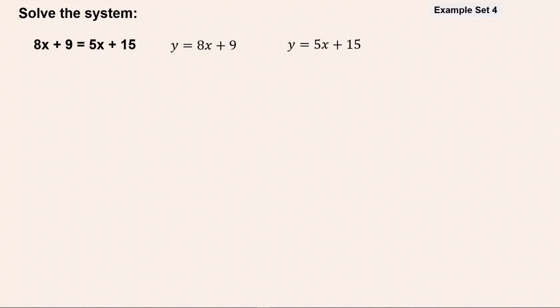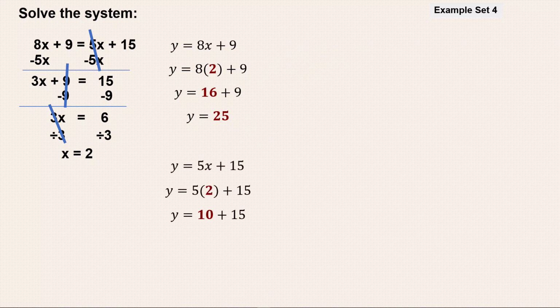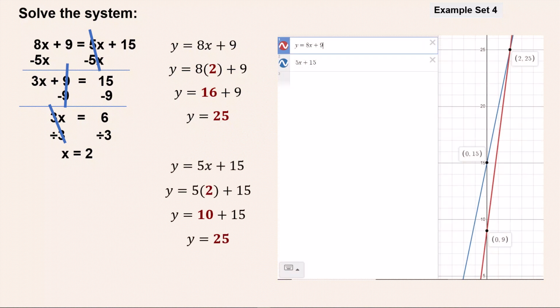Two equations in slope-intercept form. Solve algebraically by setting both right sides equal to each other, solving for x, and then substituting x into either equation to find y. The graph of this system of equations shows the same result, the point (2, 25), as the intersection of the two lines, the solution to the system.